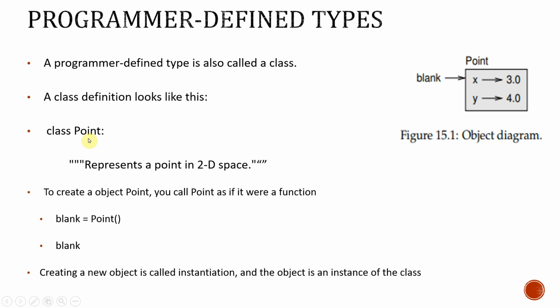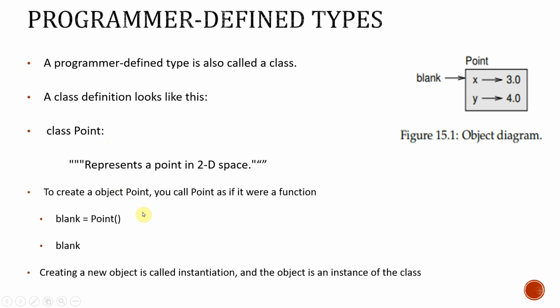Here the name of the class is point, and this particular string, the first string within this class, is called a doc string, which is going to give you the description or the purpose of this particular class. Here you can see the header, which is indicating a new class called point. Then within this you have the body, which has the doc string. Next we'll see how you can create an object.